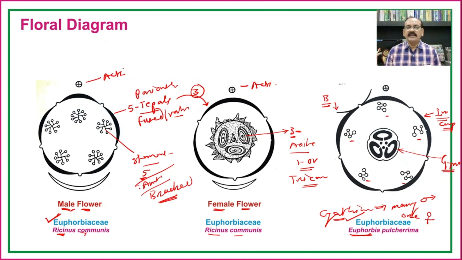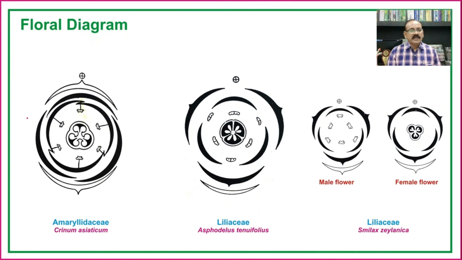And again, the characteristic feature of the family Euphorbiaceae is the presence of 3 carpels with axile placentation, and hence here in the gynoecium the type of placentation is axile, and there are 3 locules with 1 ovule in each locule. In family Amaryllidaceae, there is a presence of bract to the outer side.